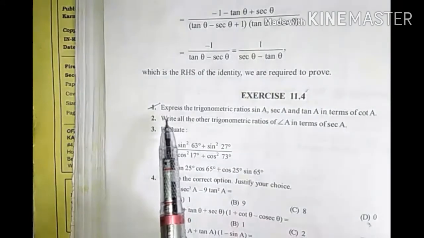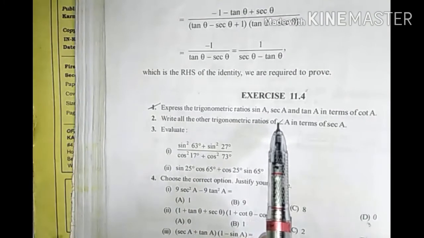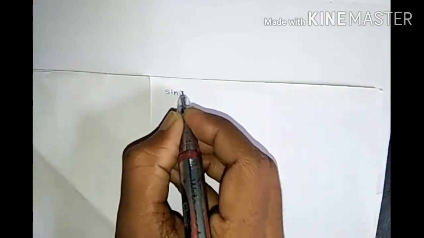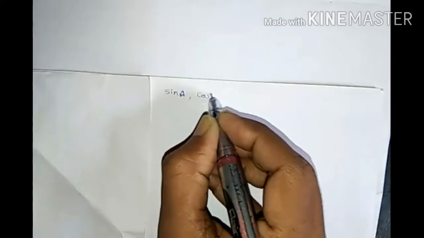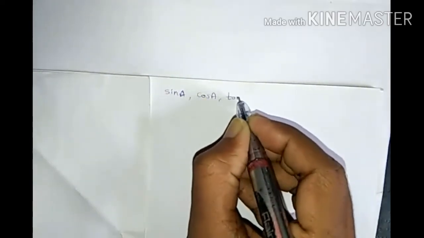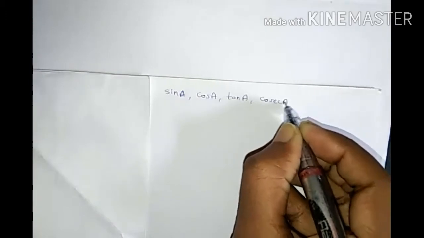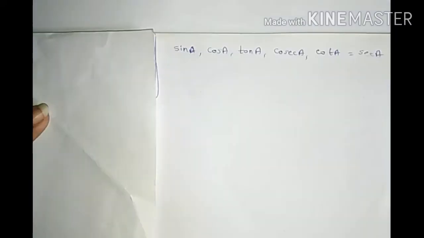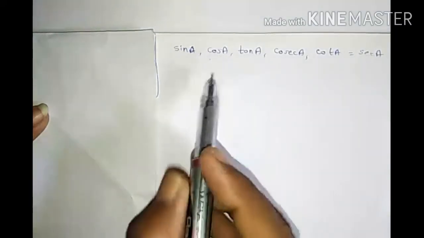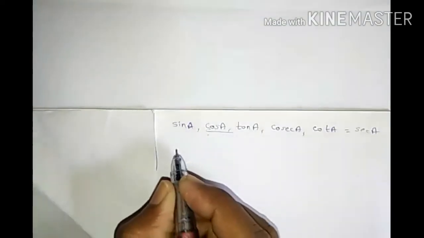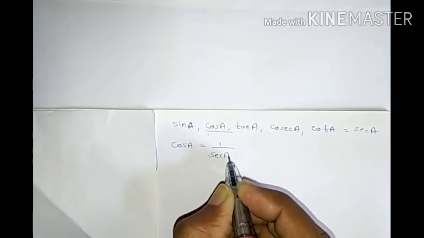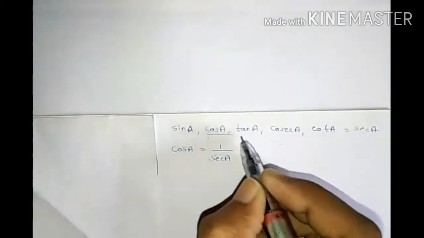Now we will solve the second one, that is write all the other trigonometric ratios of angle A in terms of sec A. Other trigonometric ratios means except sec A: sin A, cos A, tan A, cosec A and cot A in the form of sec A. First we will take cos A. As you know, we have the identity for cos A equal to 1 by sec A. We have the direct representation for this cos A.